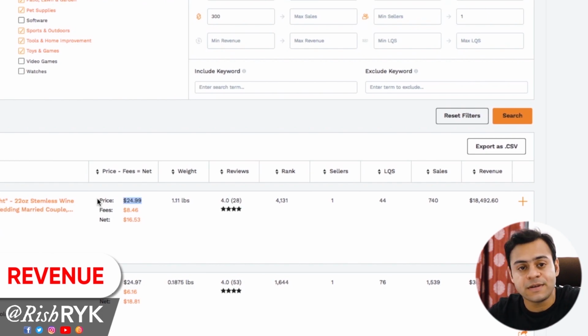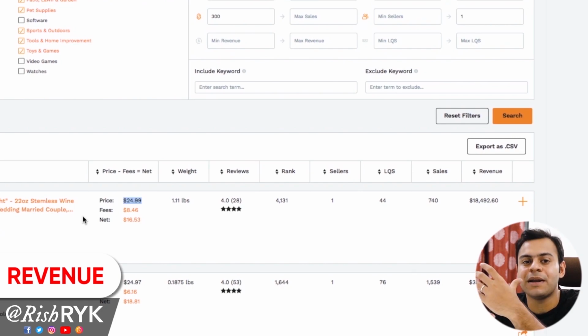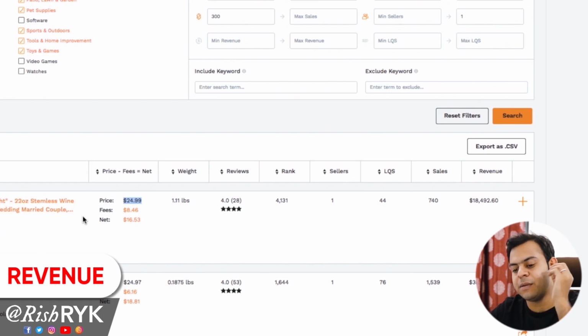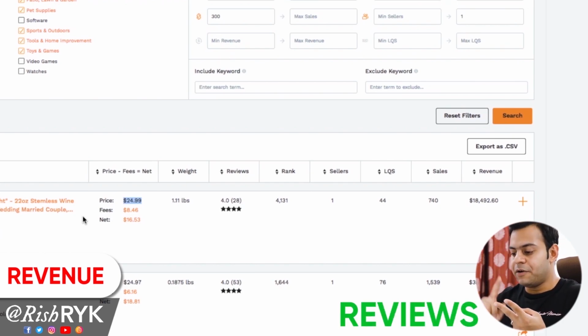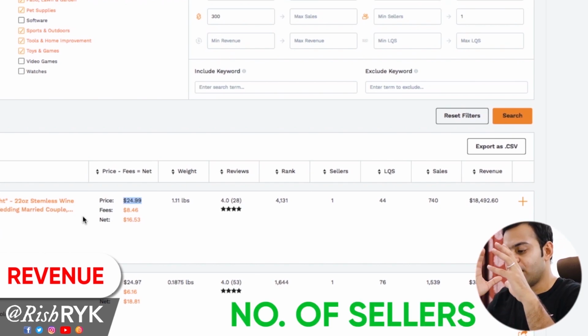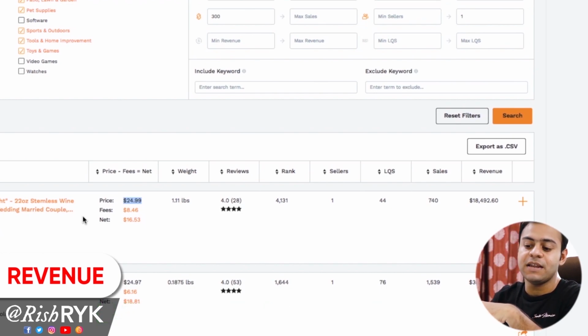For example, if you're selling the same product at a very high quality with some additional value, such as maybe a soft case or something like that, you can actually charge $30 per unit of this product, and your revenue will be a lot different, even though you sell the same amount of units. So don't look at revenue. I would advise you to steer away from that. Just look at these specific things such as price, reviews, the rank, number of sellers, and listing quality score, because that's something you can easily improve upon.